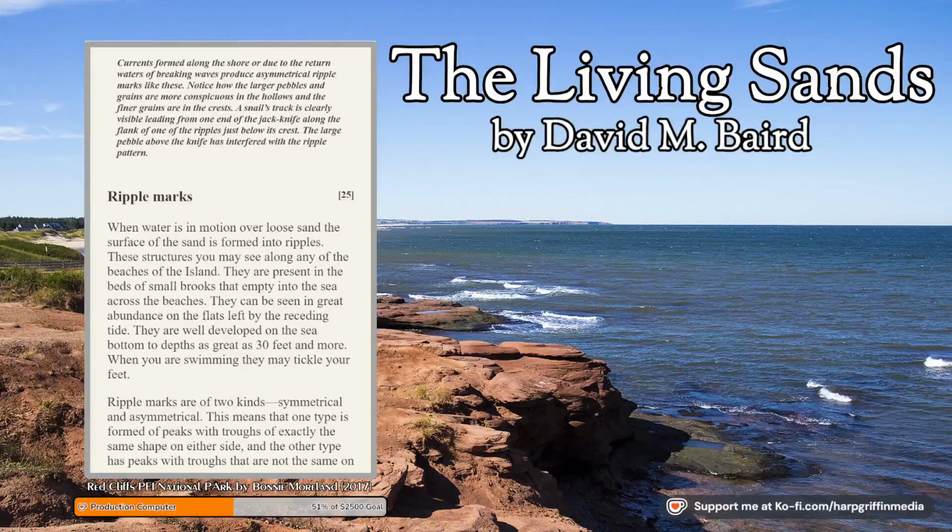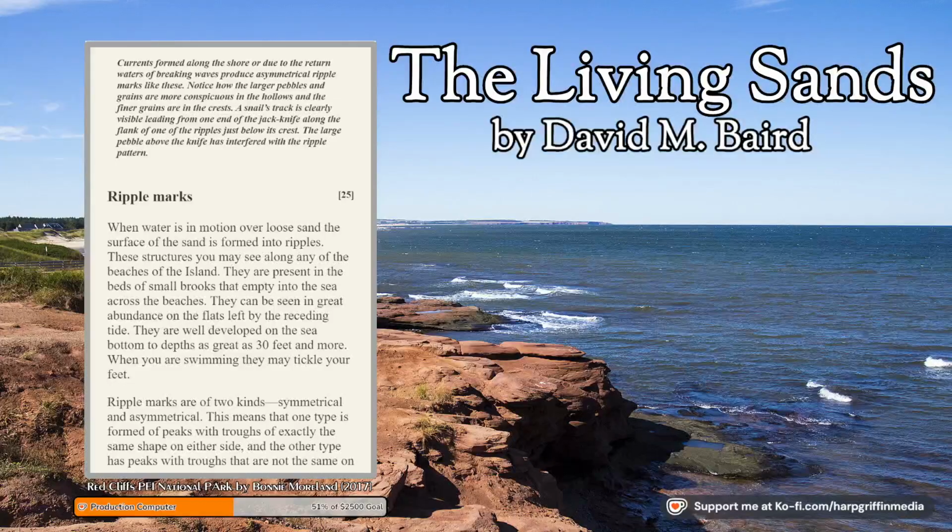Ripple marks. When water is in motion over loose sand, the surface of the sand is formed into ripples. These structures you may see along any of the beaches of the island. They are present in the beds of small brooks that empty into the sea across the beaches. They can be seen in great abundance on the flats left by the receding tide. They are well developed on the sea bottom to depths as great as 30 feet and more. When you are swimming, they may tickle your feet.